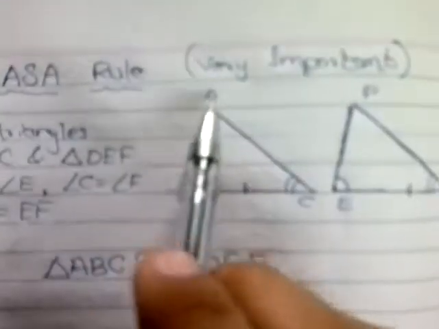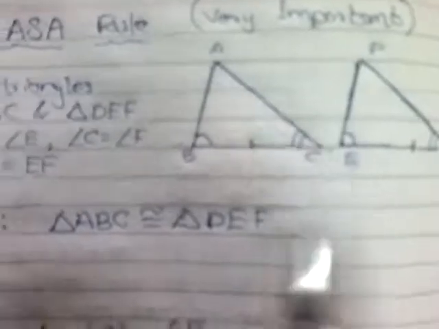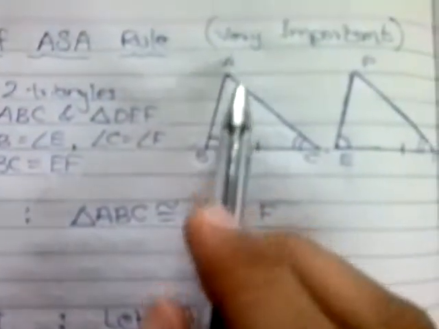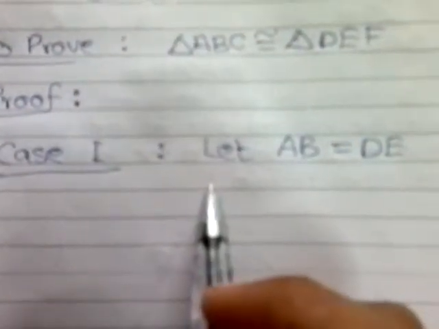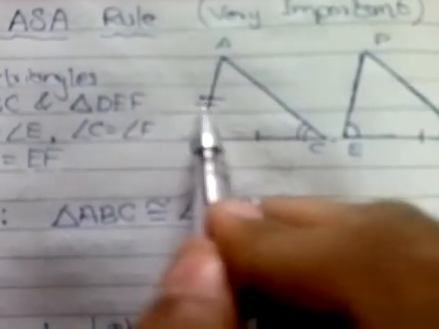In case one, let AB, this side AB, be equal to DE. It's not necessary that AB is equal to DE, but let AB be equal to DE in case 1. Okay, so AB and DE are same there.